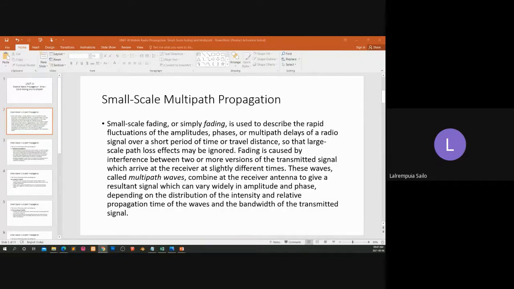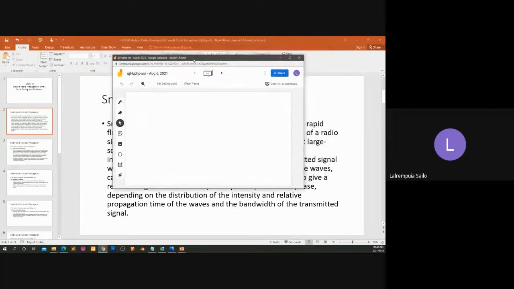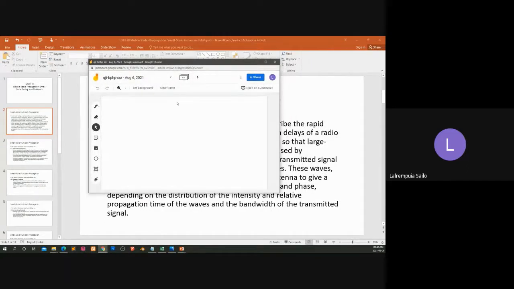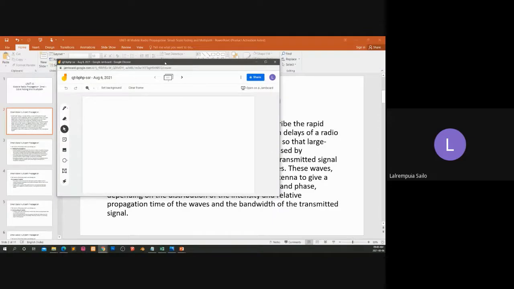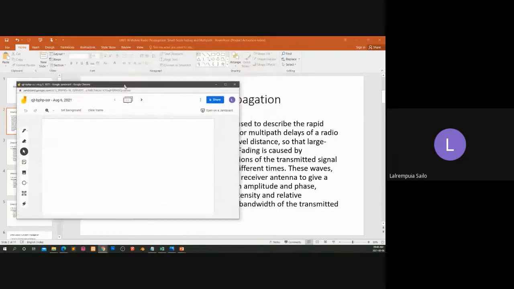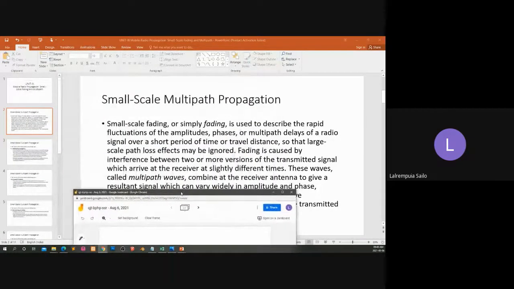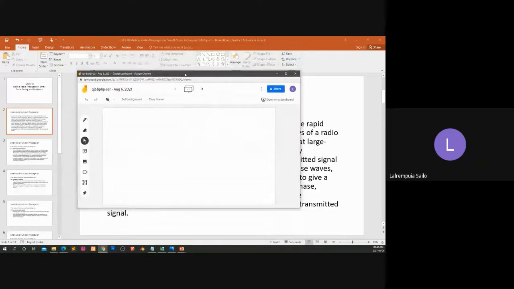Let me share my whiteboard. I'll try to share, it is very difficult to write here. Can you see my whiteboard right now? Yes, sir. Let me explain what a multipath wave is using this whiteboard.